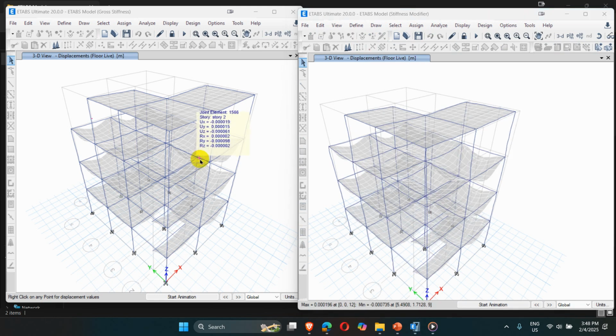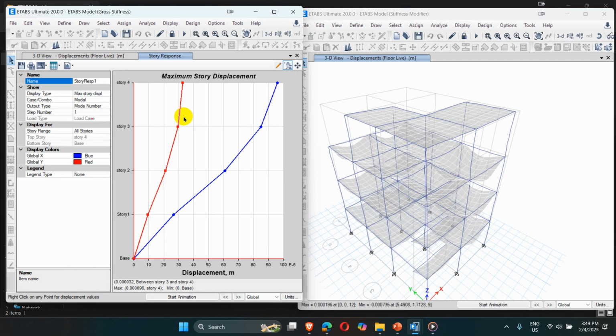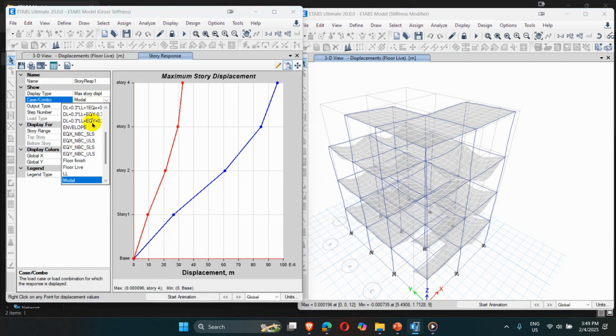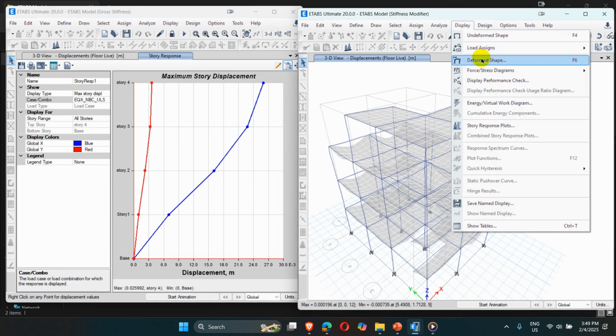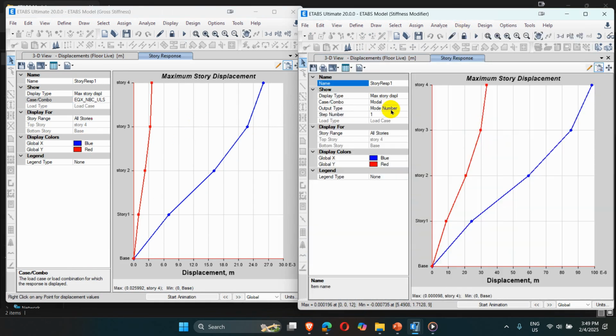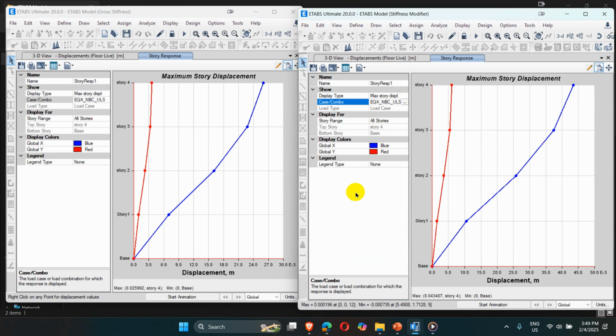Okay, the model has been already analyzed. So let me check the deflection. Suppose in the gross stiffness model, display story response plot. Let me go for earthquake in X direction. Again, display story response plot in X direction. Okay.